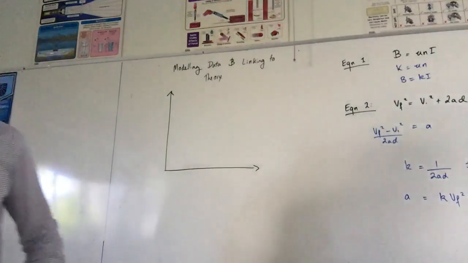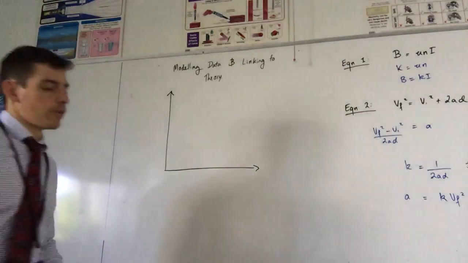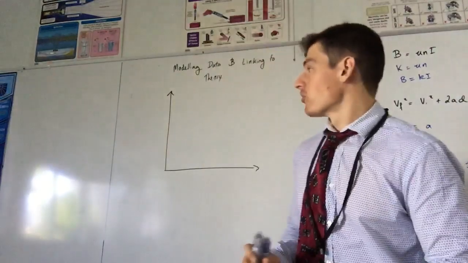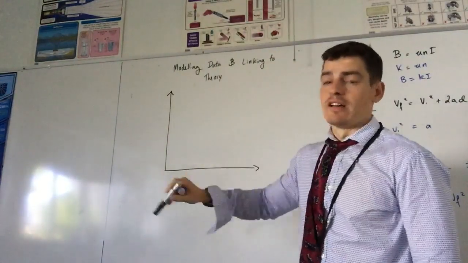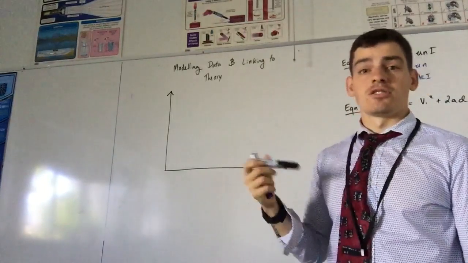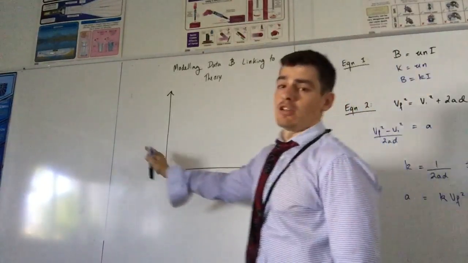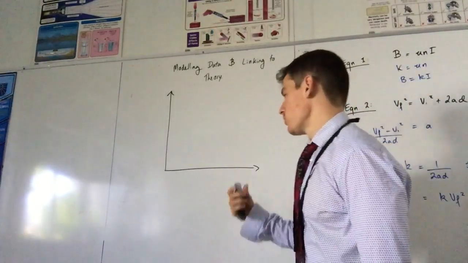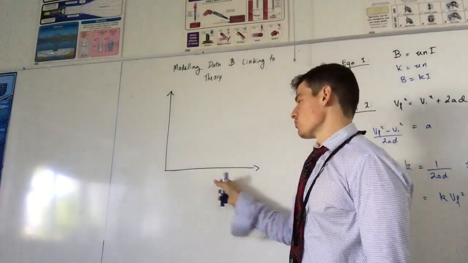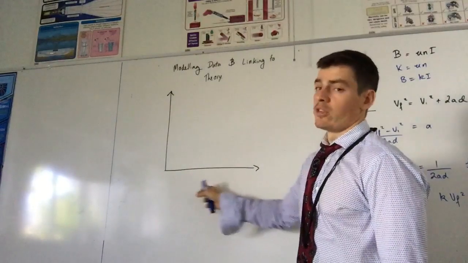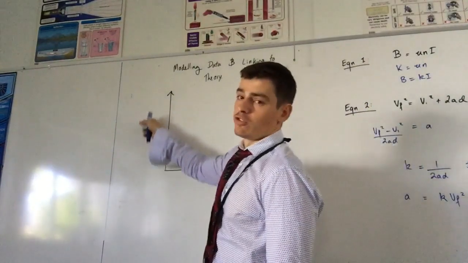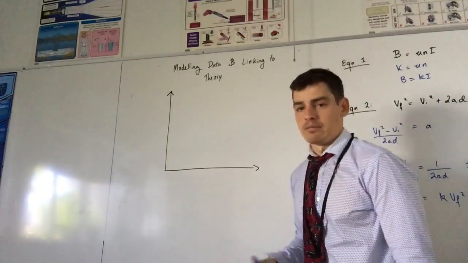Right, so we're looking at how we model data. You've done an experiment, you've got some data, and hopefully there's some change between your independent and your dependent variable. The first thing when you're doing these graphs is ask yourself, what's my independent variable and what's my dependent variable? The independent variable is the one that we are changing, the dependent variable is the one that we are measuring to see what impact it makes.